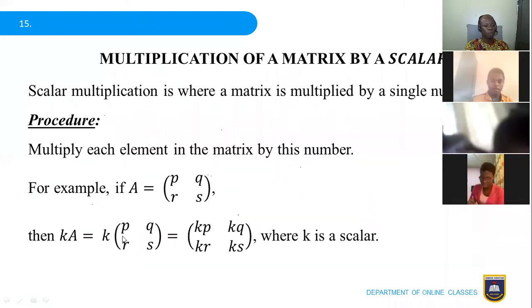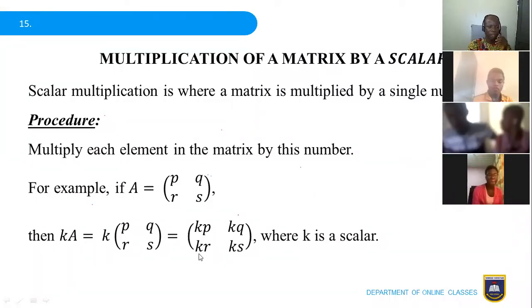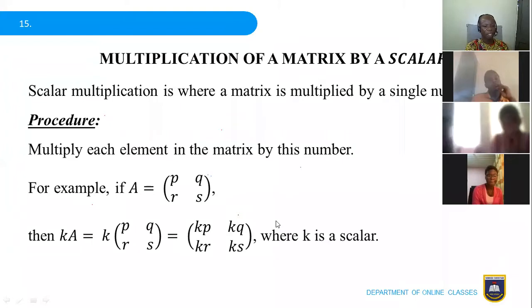K times p will give us kp. K times q will give us kq. K times r gives us kr. And then k times s will give us ks, where your k is a scalar. So like I said, the k there is any number. Let's pick an example to that.